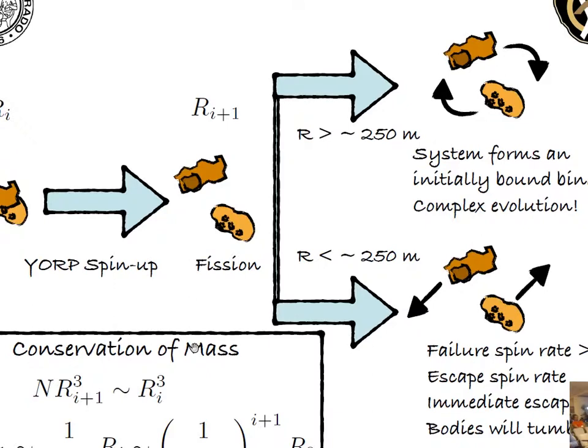You can actually assume conservation of mass, come up with a very simple way to relate the size of a subsequent body in terms of the number of components it splits into and the initial body size and how many splitting events it goes through.